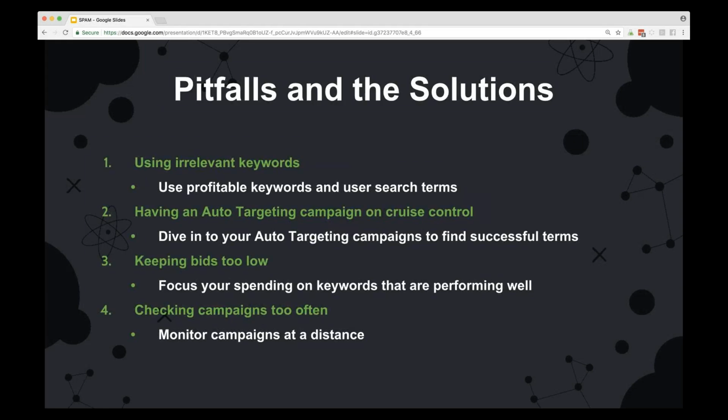And so here's just a quick auto summary of this, where you can see what's the first pitfall: using irrelevant keywords. And the solution is use profitable keywords and user search terms. 2, having an auto-targeted campaign on cruise control, and that's to dive into your auto-targeting campaigns and find successful terms. 3, keeping bids too low, so you need to focus your spending on keywords that are performing well. And 4, checking campaigns too often, and that's to monitor your campaigns at a distance, right? Remove yourself from it a little bit.